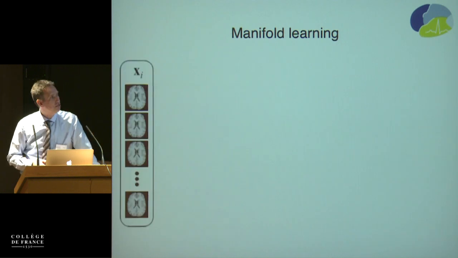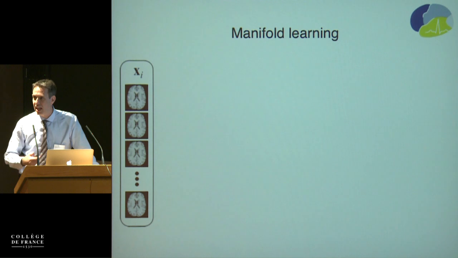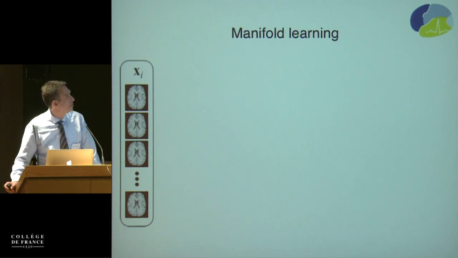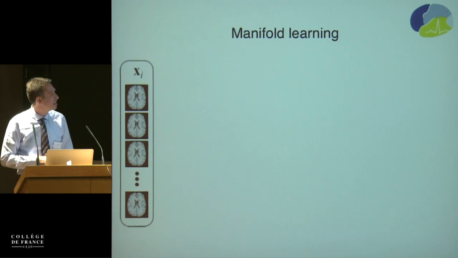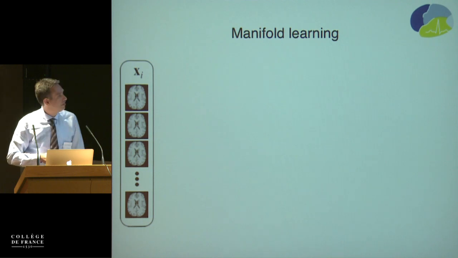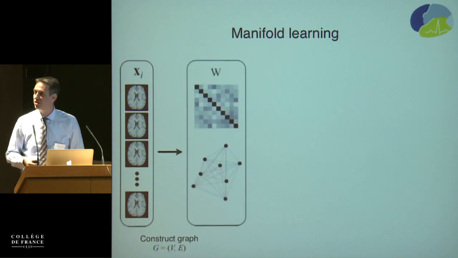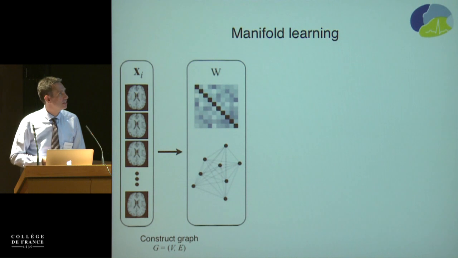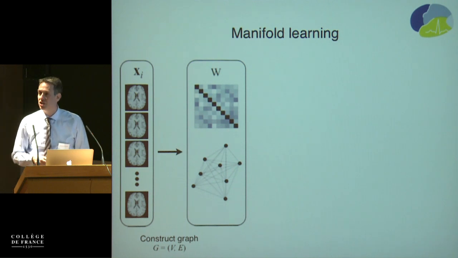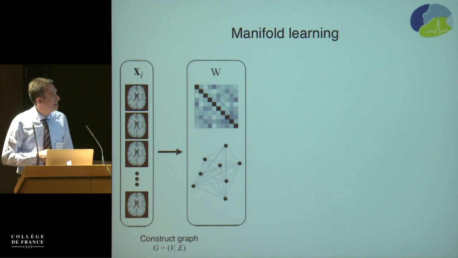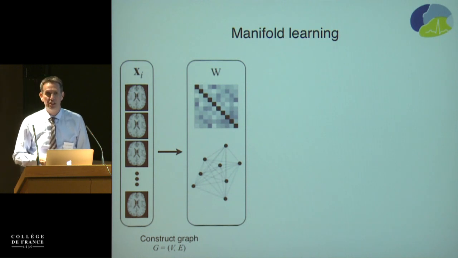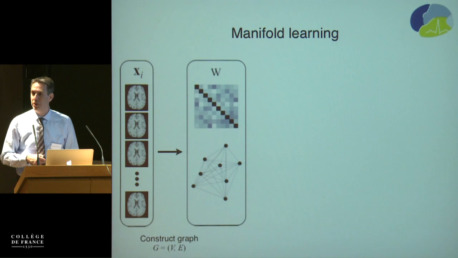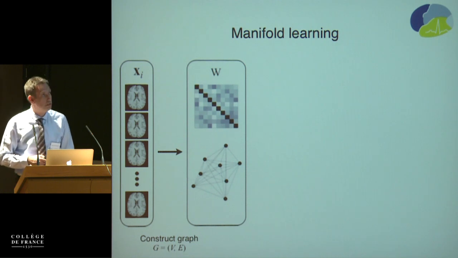So how do I actually do this with medical images? Well, it actually turns out to be very simple. I take all my images, and in the first stage, I'm constructing a graph representation from the images. So in this graph representation, every image is a node in the graph, and the similarity between 2 images is encoded by the edge between those 2 nodes in my graph.